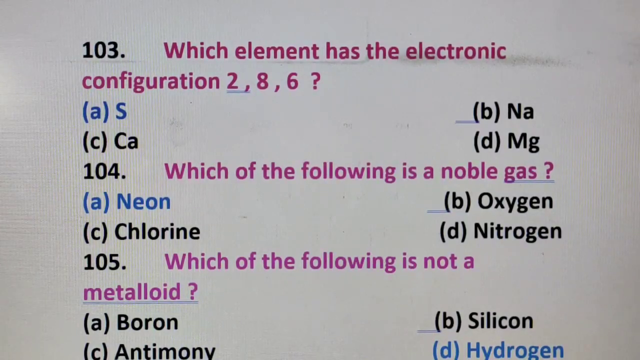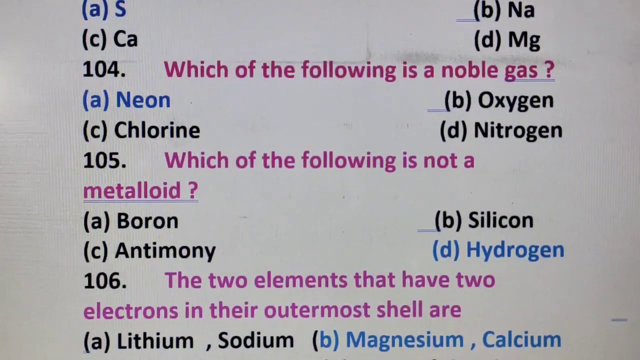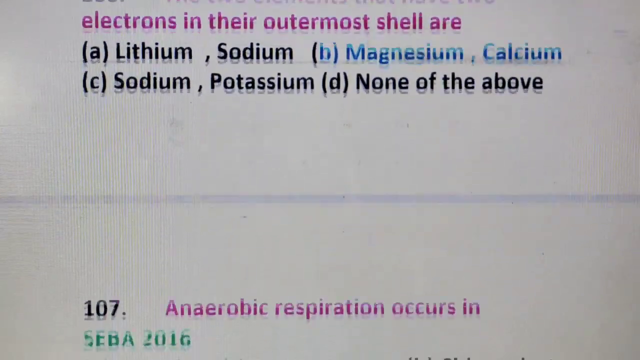Which of the following is a noble gas? Noble gas is neon. Which of the following is not a metalloid? Here hydrogen is not a metalloid. Which two elements have two electrons in the outermost shell? Magnesium, atomic number 12, and calcium, atomic number 20. Magnesium's electron configuration is 2, 8, 2, and calcium's is 2, 8, 8, 2. So both have two electrons in the outermost shell.